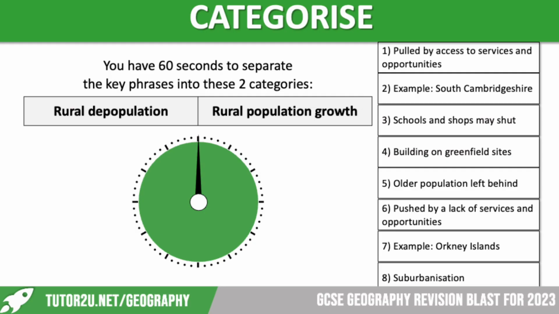Right, let's move on to a categorised activity. So one of the things that you need to know about is changes to the rural economy, particularly looking at areas where the population has declined and areas where the population has grown. We are going to give you 60 seconds to separate the key phrases into the 2 categories, rural depopulation and rural population growth. Off we go.